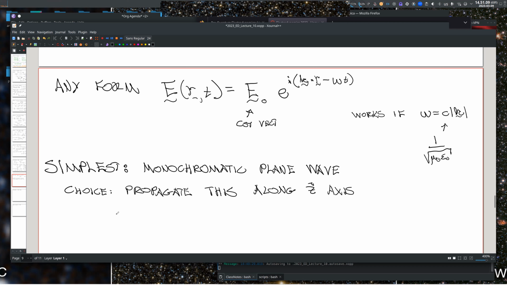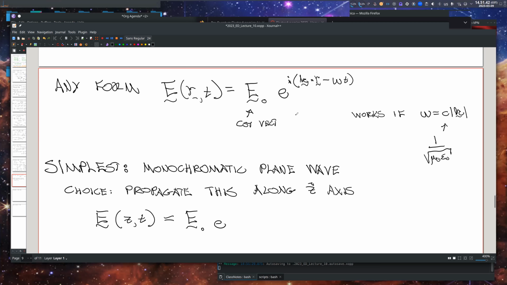So what I mean by this is that it's going to be a plane wave that doesn't depend on x and y. It's just one value for a given z, and it propagates in the z direction. So my E is going to be a function of only z and t, not of x and y. And it's going to be some constant vector once again that I'll have to specify. We don't know anything about this vector here. But now the dependence is just going to be e to the i(kz minus omega t).